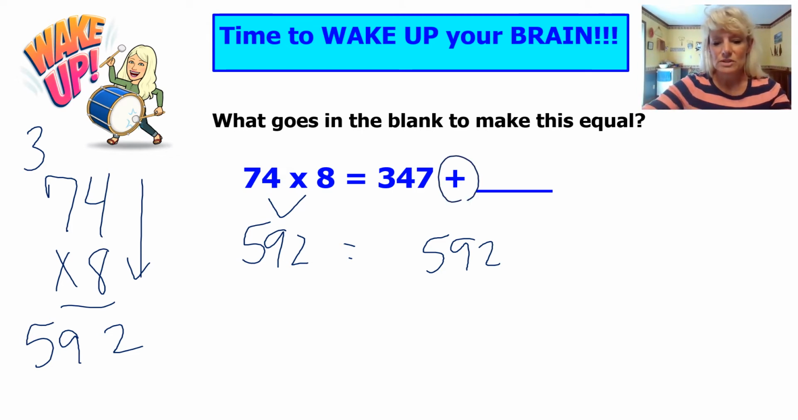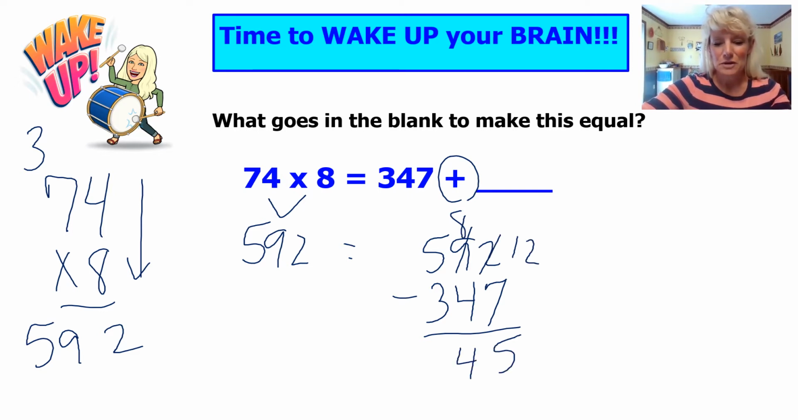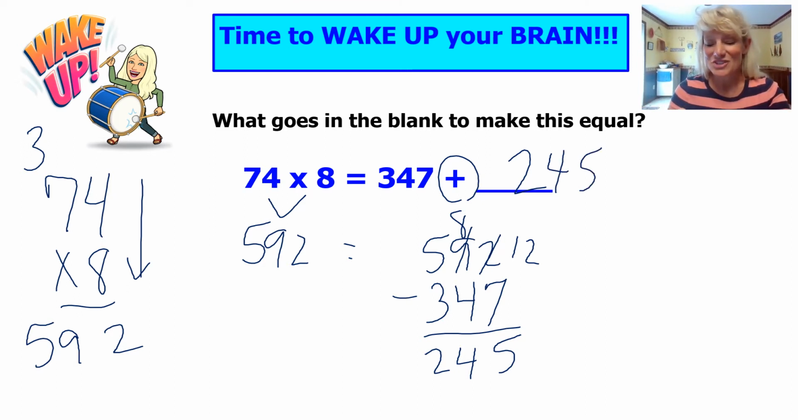So what I tell myself is I'm going to go ahead and do the opposite. So I'm going to start with that 592, and I'm going to actually take away 347. And that means that I have 5 here, I have 4 here, and I have 2 here. So I have 245 right here. Now I'm going to double check to make sure that that's going to give me 592.